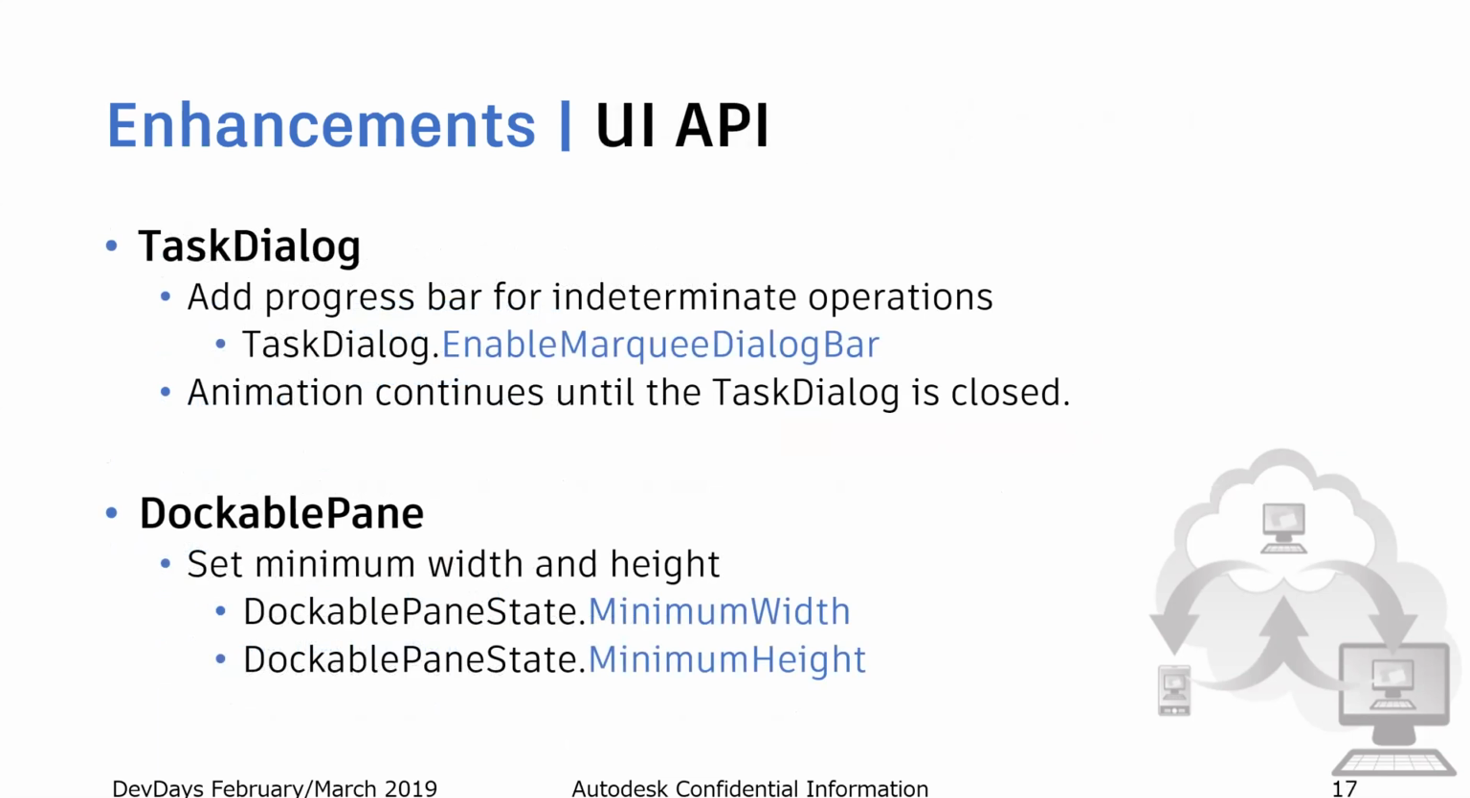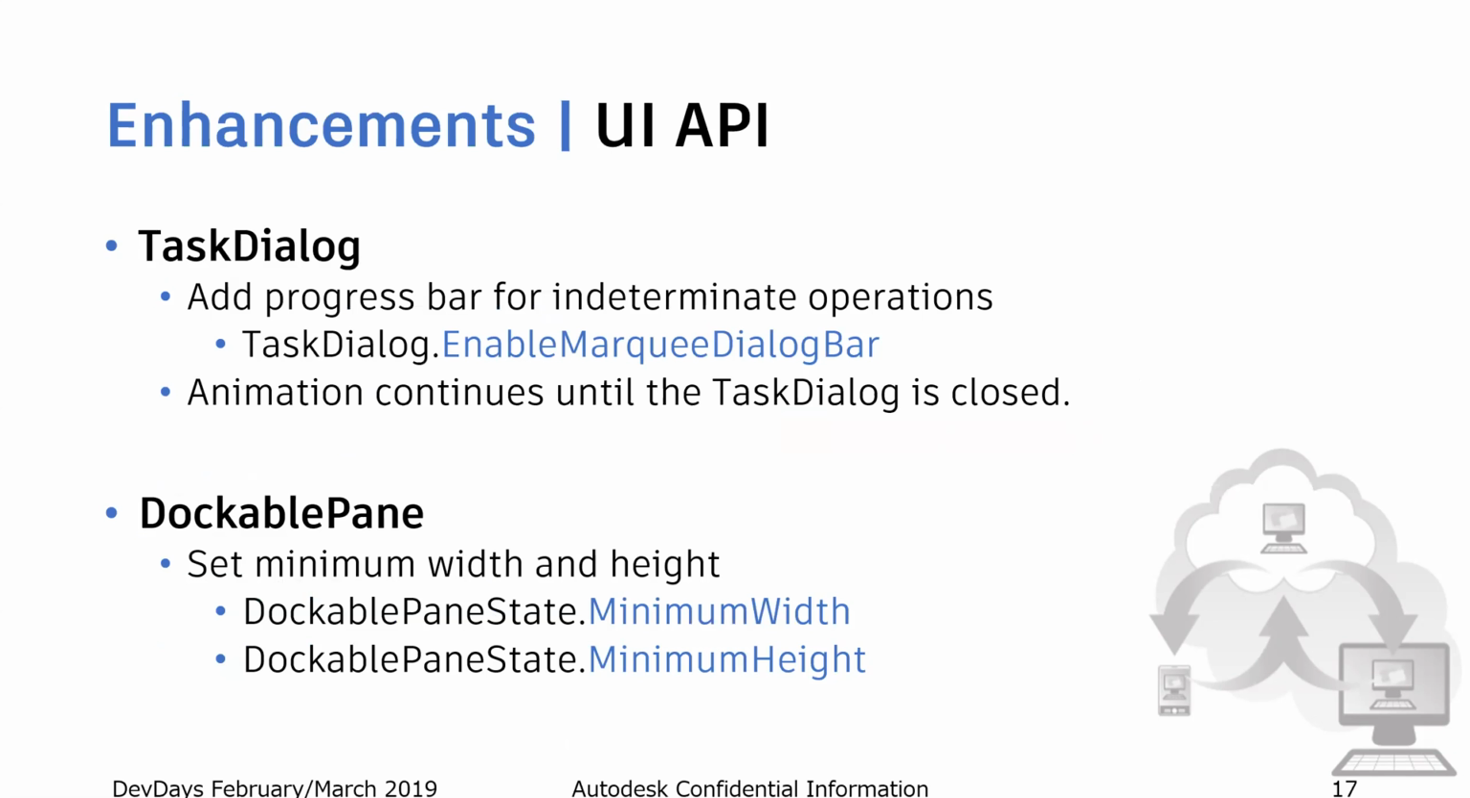In terms of UI API changes, we've added a new capability to the task dialog. If you have an operation that is indeterminate in length, you can have the task dialog show an animation that continues going around and around, basically showing that there is progress being made, that something is happening, but we don't actually know how long it will take. That animation continues until the customer closes the task dialog.